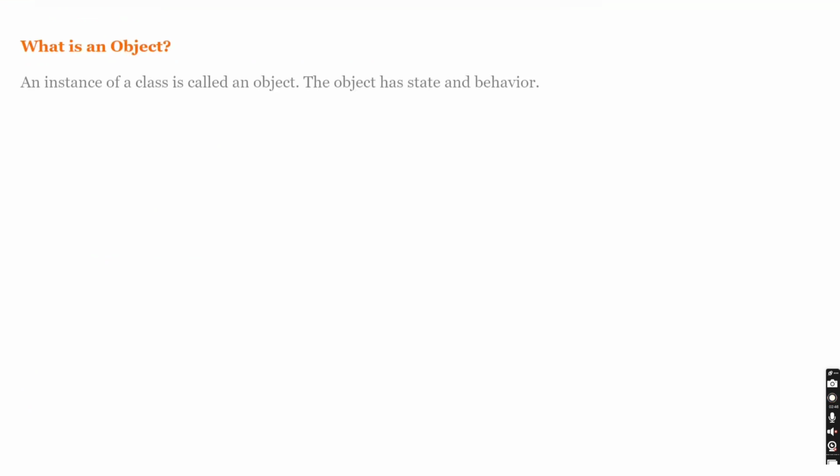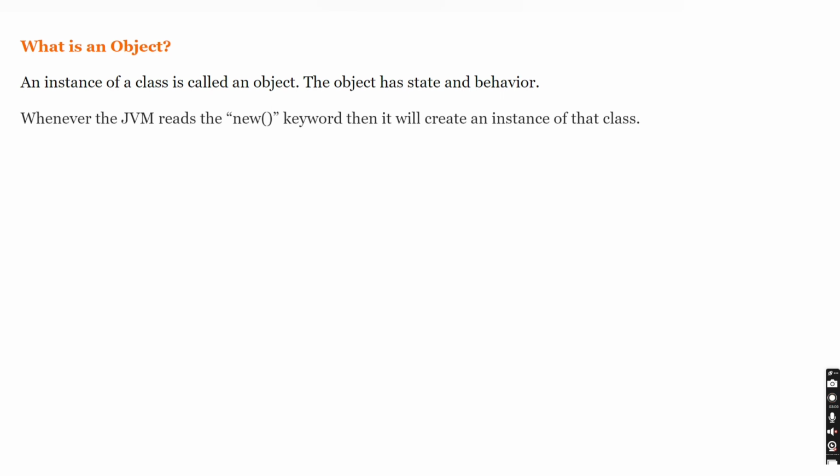What is an object? An instance of a class is called an object, because a class is a generic thing, right? To provide a particular implementation as per the objects, you need to create the object of that particular class, and every object of that class has state and behavior, meaning it has its own way of having the values of variables and providing the implementation.